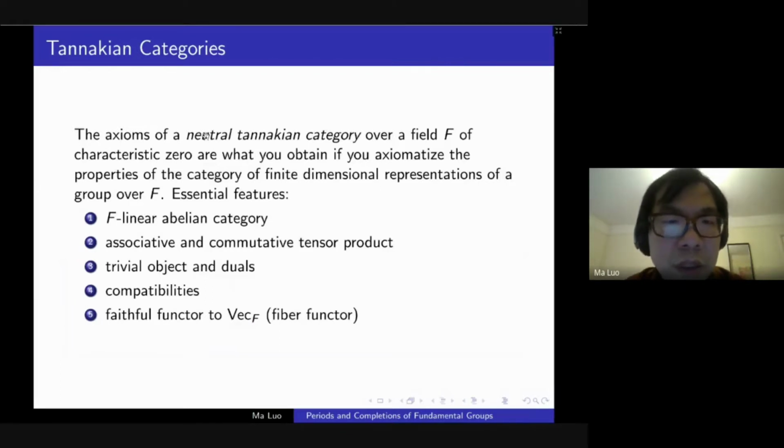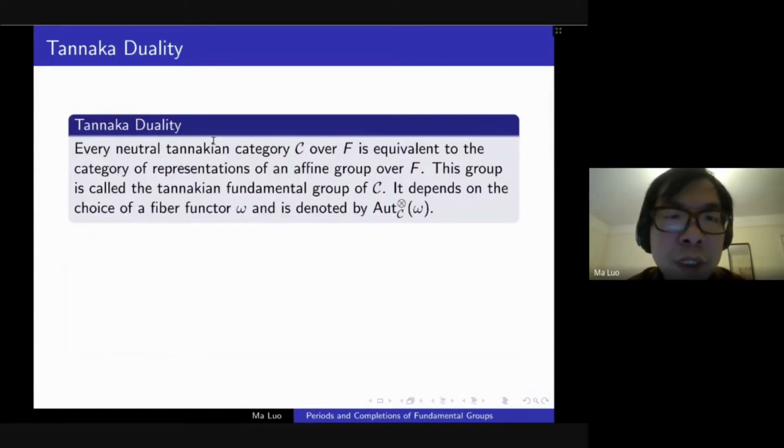And it's a neutral Tannakian category if this category is equipped with a fiber functor, which is a faithful functor to the category of vector spaces over F. So if you have a neutral Tannakian category, the good thing is you get a group for free that acts on them. So it's equivalent to the category of representations of an affine group over F. And this group is what we call the Tannakian fundamental group. And it depends on the choice of fiber functor. And we denote it by this.